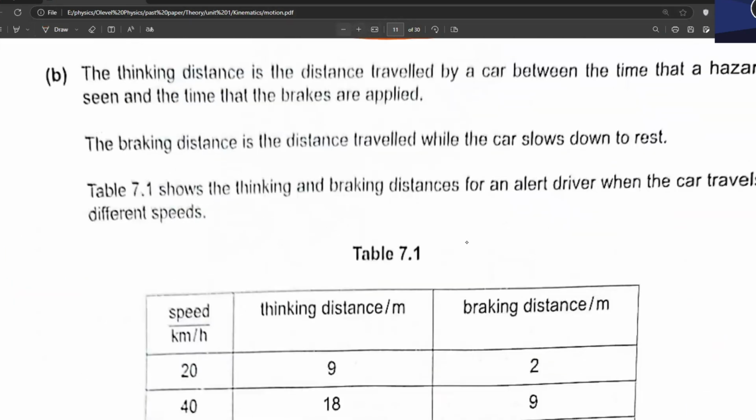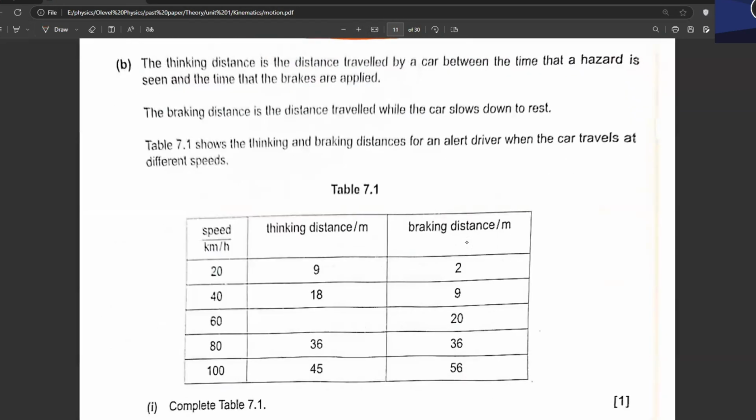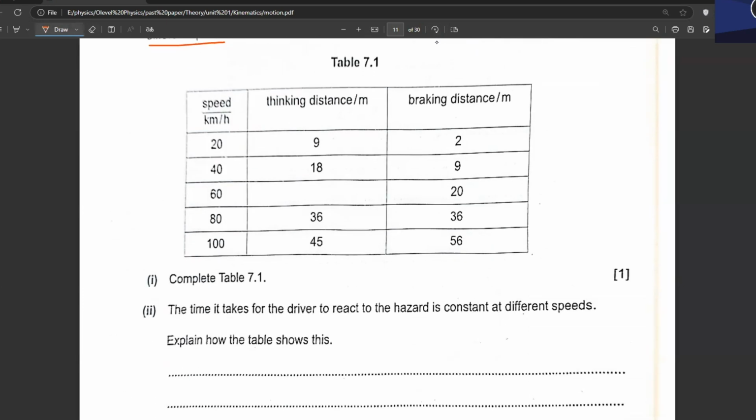Okay, let's see this. The thinking distance is the distance traveled by a car between the time that a hazard is seen and the time that he applies the brake. The braking distance is the distance traveled while the car slows down to rest. Figure 7.1 shows the thinking distance and braking distance for an alert driver when the car travels at different speeds. Complete table 7.1.